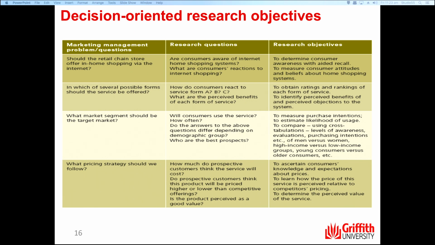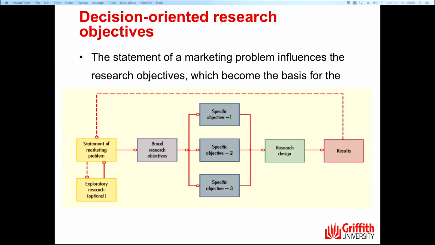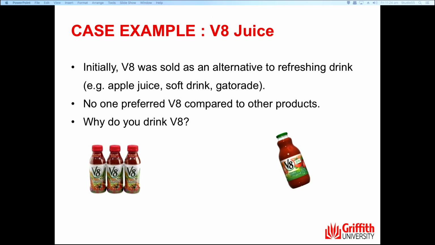So now you can start seeing the flow of the process of problem definition, right? This is a figure to help you create an effective and appropriate problem definition. This is the statement of a marketing problem, which influences the research objective, which becomes the basis for the research. You start with the statement of the marketing problem, then go to a broad research objective, then you specify objective 1, objective 2, objective 3, and then you go on to the research design, and then the result. Let me give you an example of the importance of having a good problem definition.